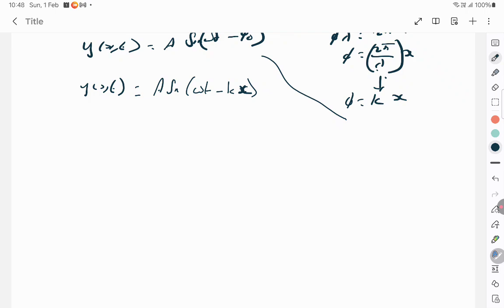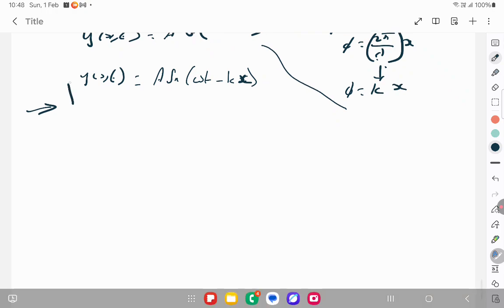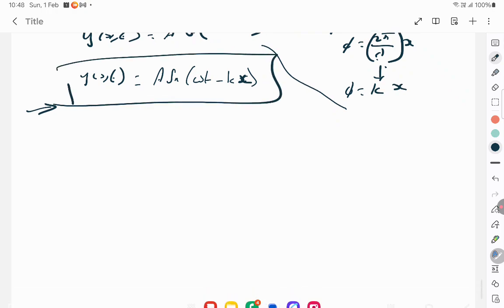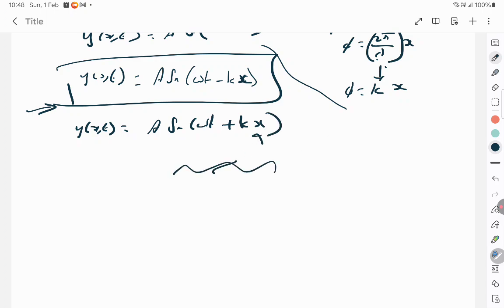So for a wave which is propagating from left to right, you should always write it as A sin omega t minus kx. Just memorize this. And for a wave which is propagating from right to left, you can express this as A sin omega t plus kx. This is for a wave progressing like this. You must understand this.